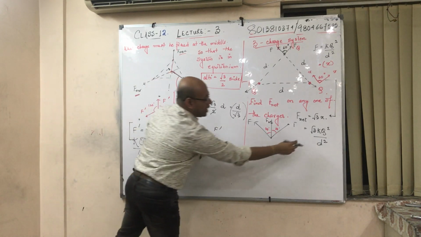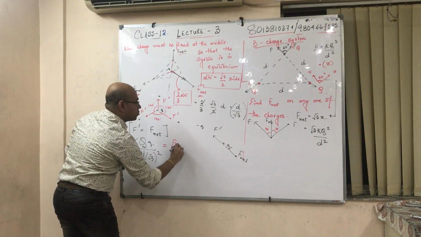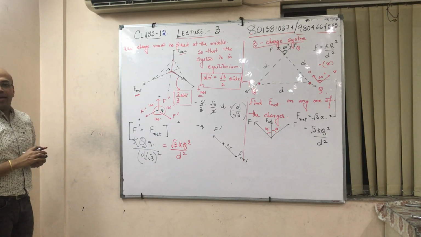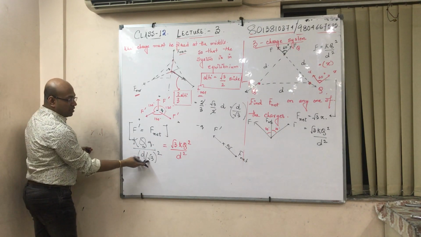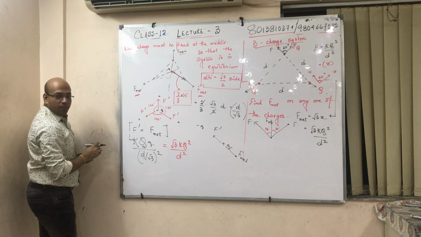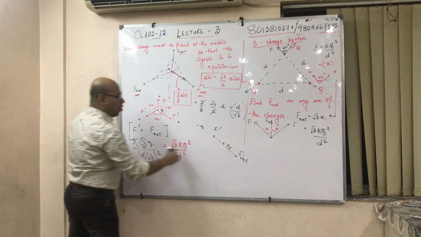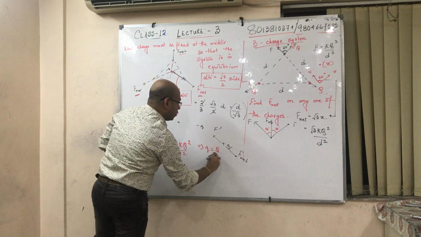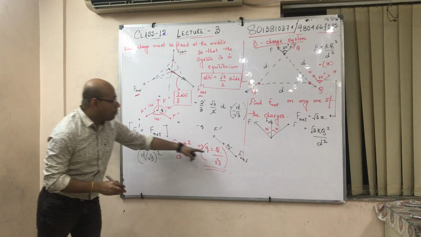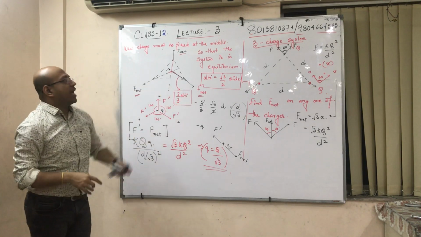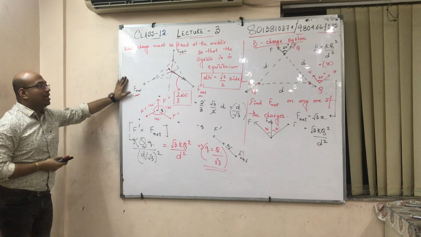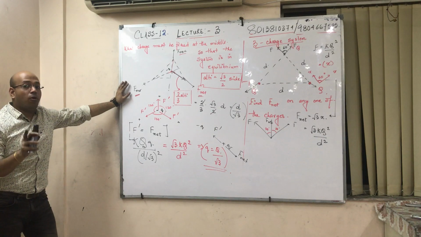And what was F net? F net was √3 k q square by d square. Now have a check. This √3 whole square becomes 3. This 3 goes above. 3, 3 cancel off. √3 cancels off. So this small q comes out to be q by √3. The magnitude comes out to be q by √3. But it is negative in nature.